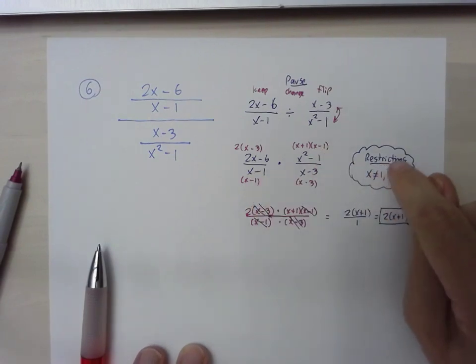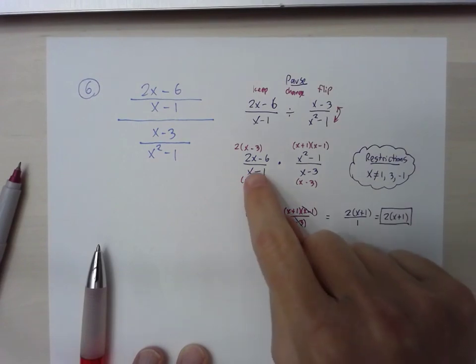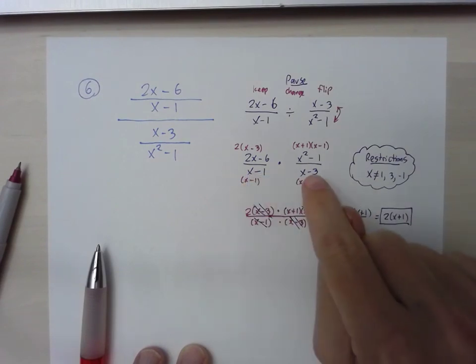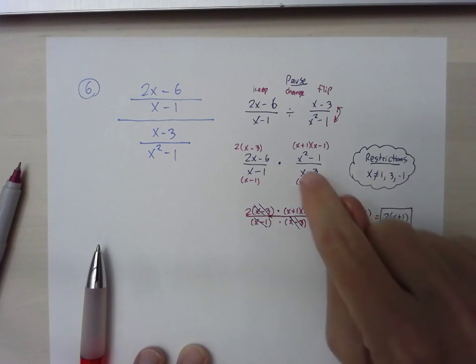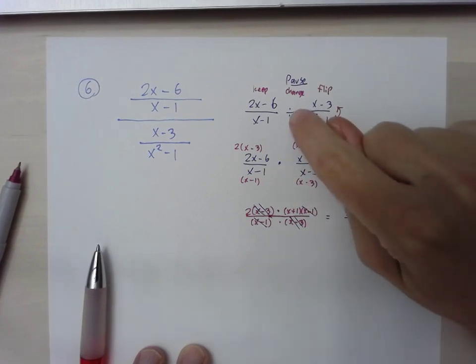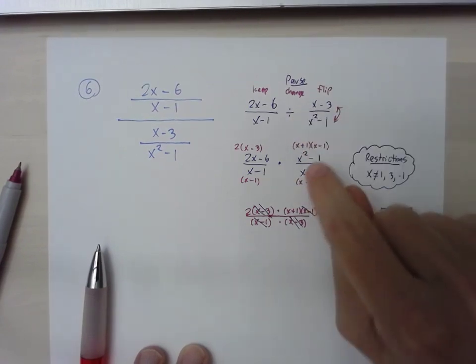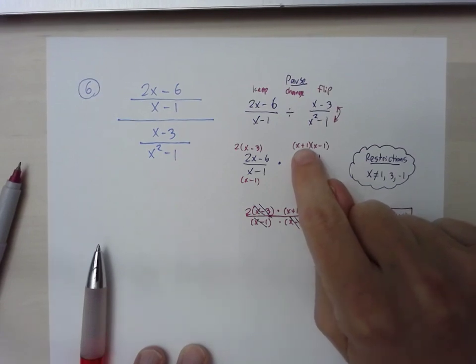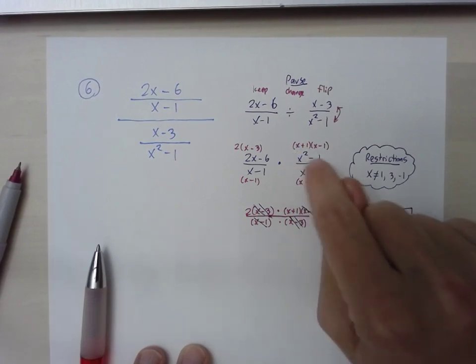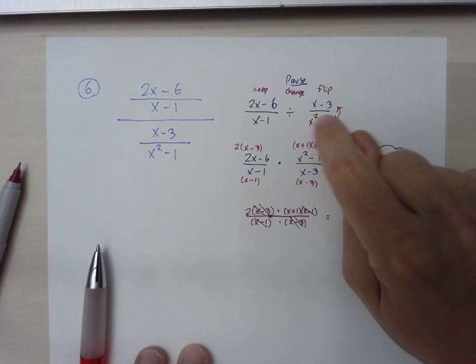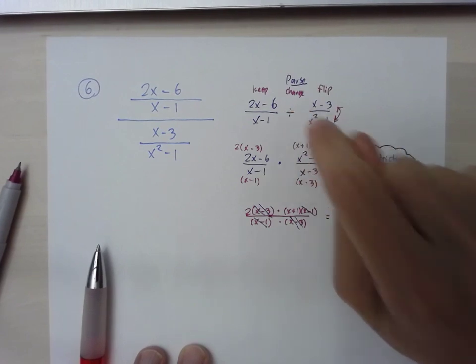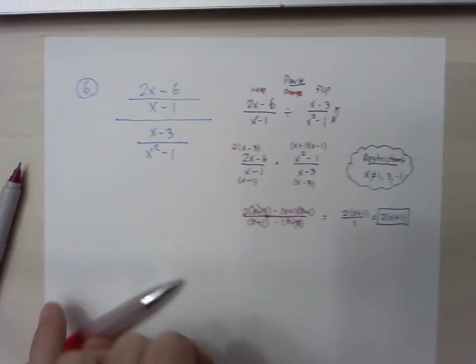The restrictions on these are going to be what make the denominator 0. So 1 and 3 are not allowed. But also, if you look at the top here, because this came from a division problem, you can also say x cannot equal -1 because -1 makes that 0, and we don't want to divide by that because that's under the division sign here. So those are your 3 restrictions.